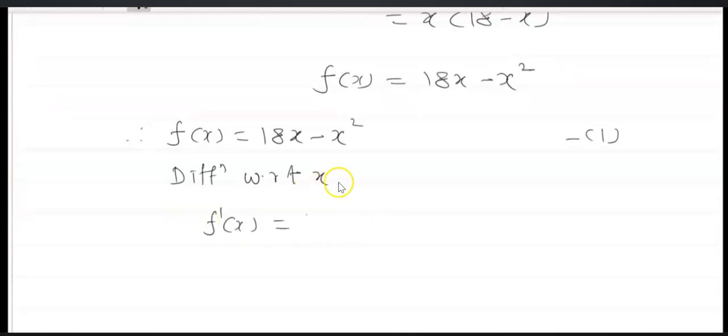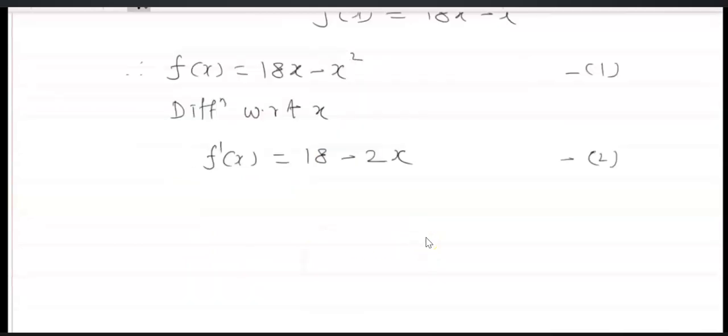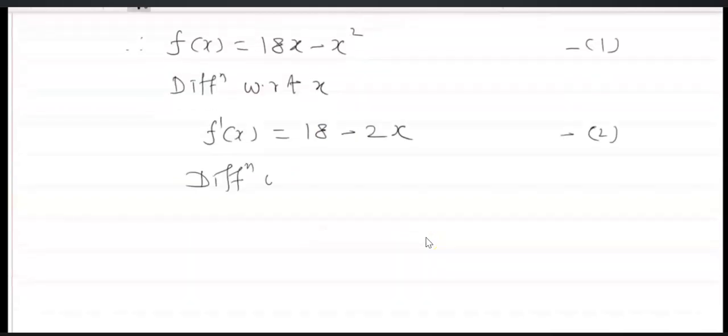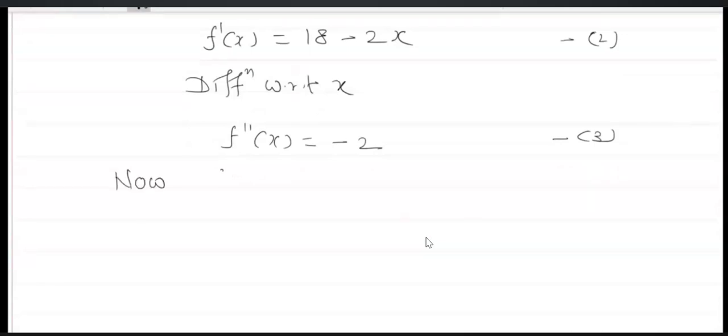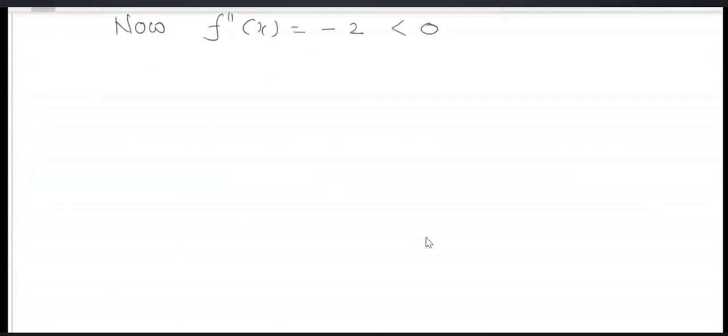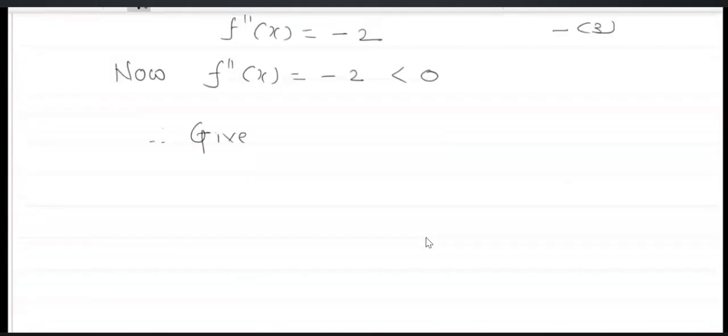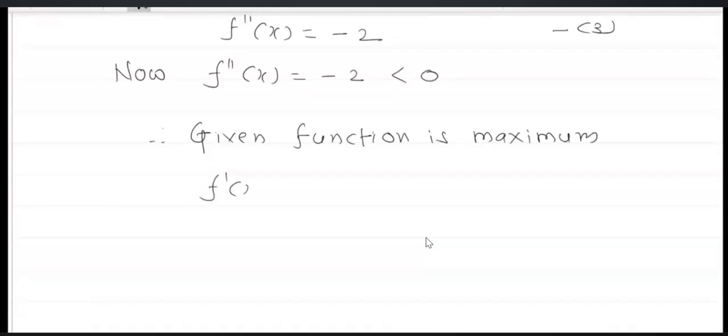Now differentiate with respect to x. F dash of x is equal to 18 minus 2x. This is the second one. Now differentiate this again with respect to x. F double dash of x is equal to minus 2. Now f double dash of x is equal to minus 2, which is less than 0, and this is the condition for maximum.